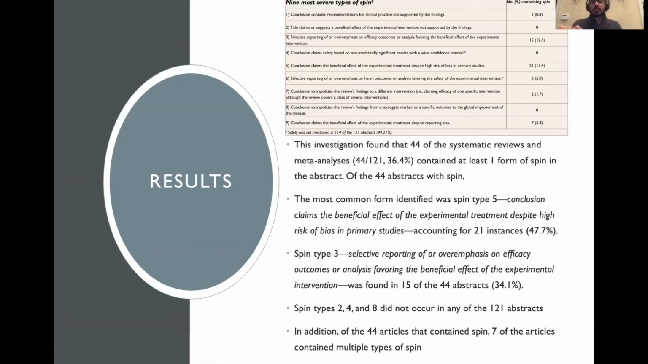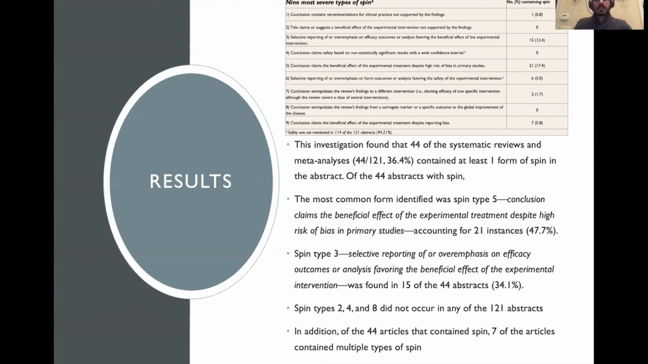To give examples of the two, type 5 is stating a beneficial statement within your abstract without stating the fact that there was a high risk of bias within your primary studies that you found through your risk of bias assessment. And we found 21 instances of those.